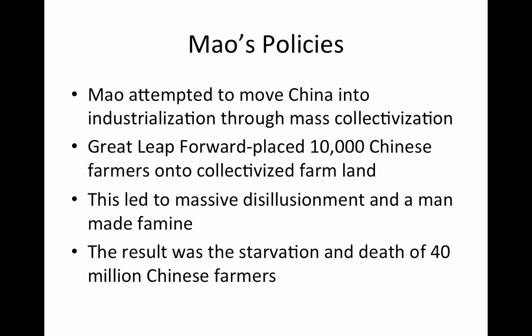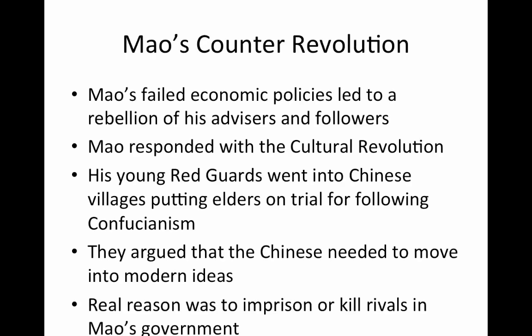Mao's policies. Mao attempted to move China into industrialization through his own form of mass collectivization. It was known as the Great Leap Forward. He placed 10,000 Chinese farmers onto different collectivized farmlands. This led to a massive disillusionment and a horrible way of trying to orient the different ways of producing produce. And so we had a man-made famine. The result was starvation and death of 40 million Chinese farmers.